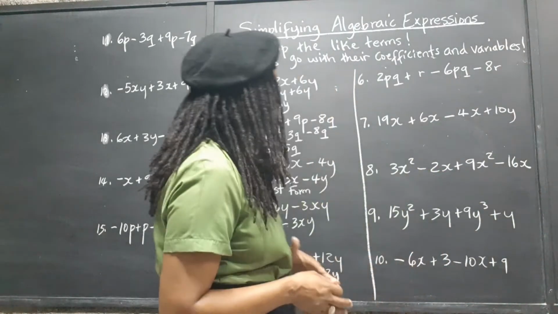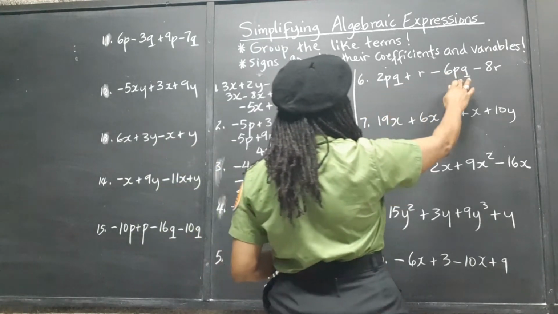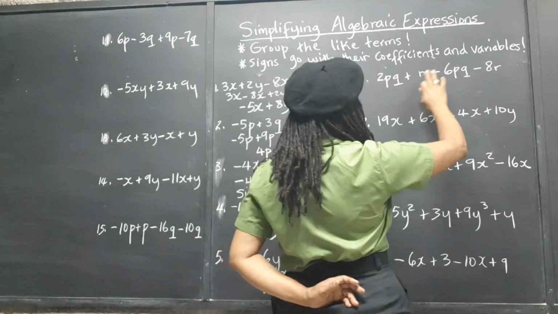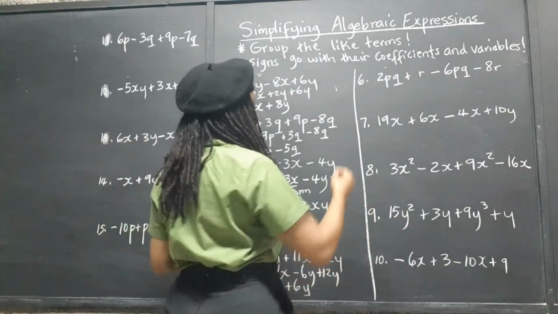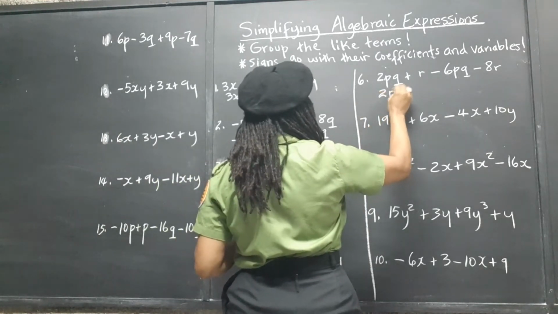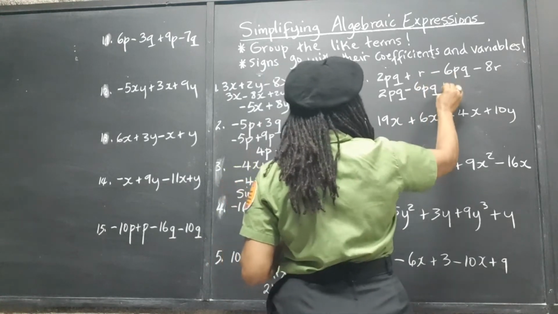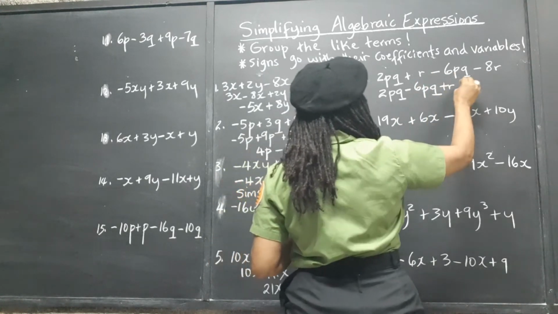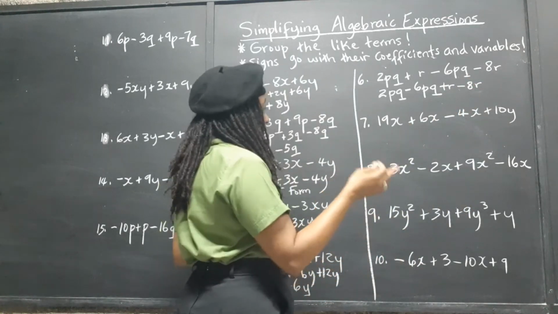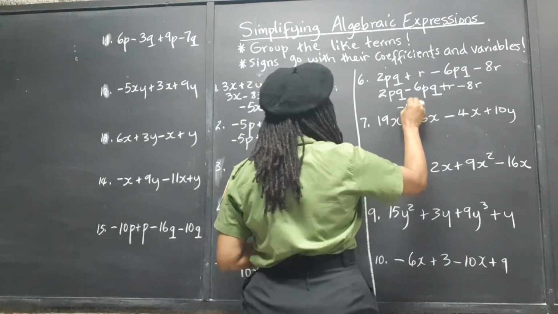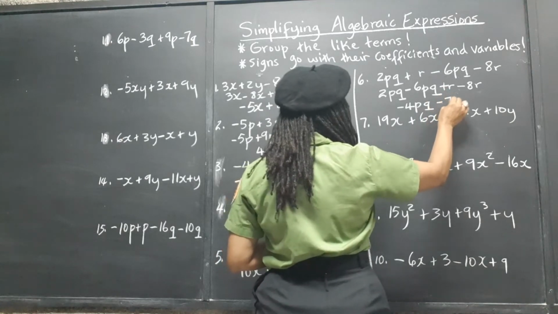Alright, so let's look at these ones. We have PQs as one variable and we have R. Okay, so we can group the PQs together. Rewriting them, we have 2PQ minus 6PQ. We have a plus R minus 8R. So the 2PQ minus 6PQ will give a negative 4PQ. And the R minus 8R will give a negative 7R.